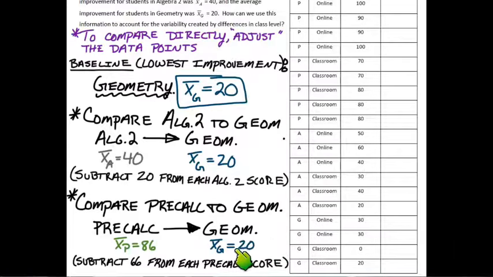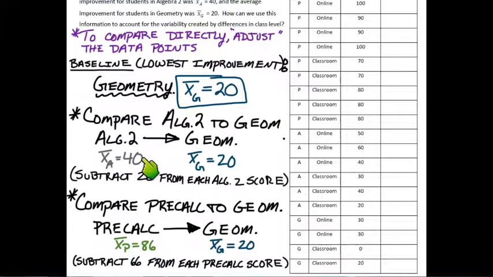And then when we're done, it'll actually make sense to have a dot plot of online students versus a dot plot of classroom students, because then they'll all be adjusted. We can make a fair comparison. Okay, so let's go through and complete this table. It should be pretty easy math.